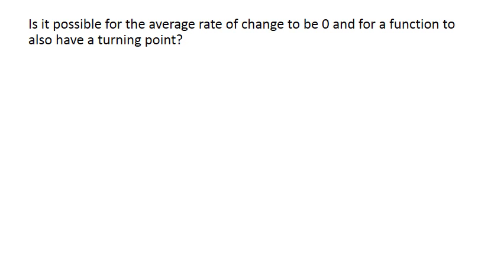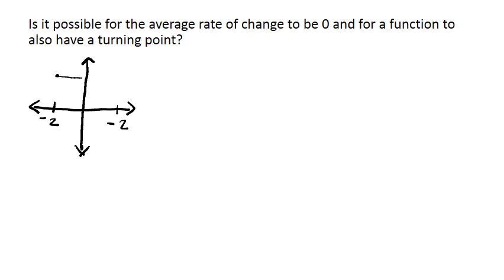Okay, is it possible for the average rate of change to be 0 for a function, and for a function to also have a turning point? So that is the question that is posed there. They gave you a whole bunch of two people and they were arguing, and that's fine. But normally when we think about a function having an average rate of change of 0, we're thinking about the idea that the function is flat.